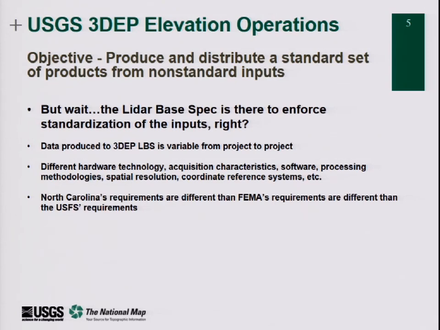Another reason that the data are different is that 3DEP as a program is intended to integrate the needs of many different partners, different partnering agencies specifically. So North Carolina's requirements are going to be very different than FEMA's requirements, are going to be different than the Forest Service requirements, which are different than the Fish and Wildlife Service's requirements. So in general, the point cloud data do differ quite a bit relative to maybe other data themes within the USGS.